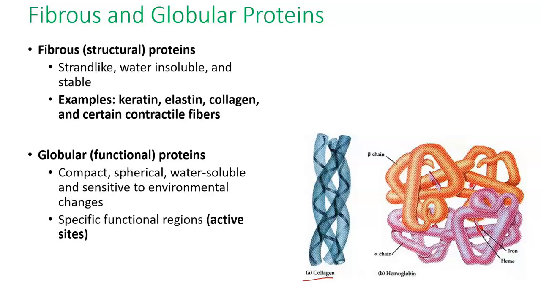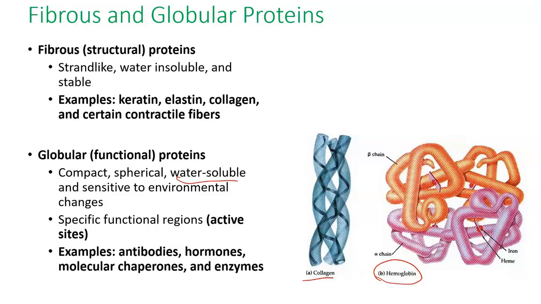Globular functional proteins are more, like I said, functional. They're compact, they're spherical, they are more water soluble instead of insoluble, and they're sensitive to environmental changes. They also tend to have active sites, and a good example is hemoglobin in our blood that binds oxygen and carries it. So some other examples are antibodies, hormones, molecular chaperones, and enzymes. Molecular chaperones would be like what we just talked about that gets the lipids through the blood because they're hydrophobic.